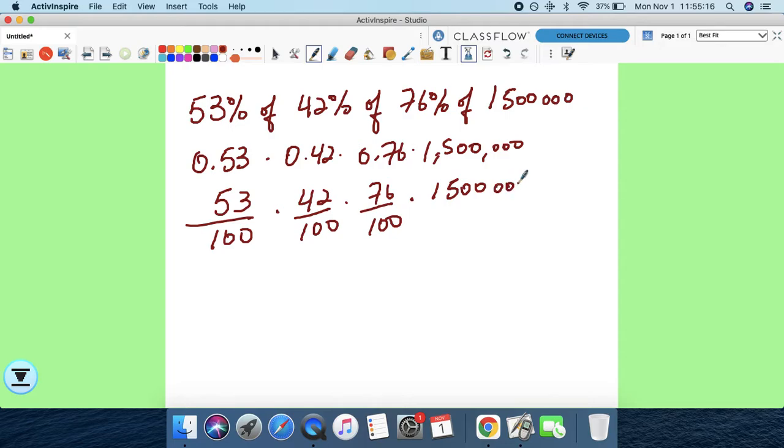Now, that allows me to do it. I don't know if it helps me at all. These two zeros can go away with these two zeros. These two zeros can go away with these two zeros. And that 1 0 can go away with that 1 0. So I have 53 times 42 times 76 times 15 divided by 10. So that's basically what I'm looking at. Well, let's go through the process.